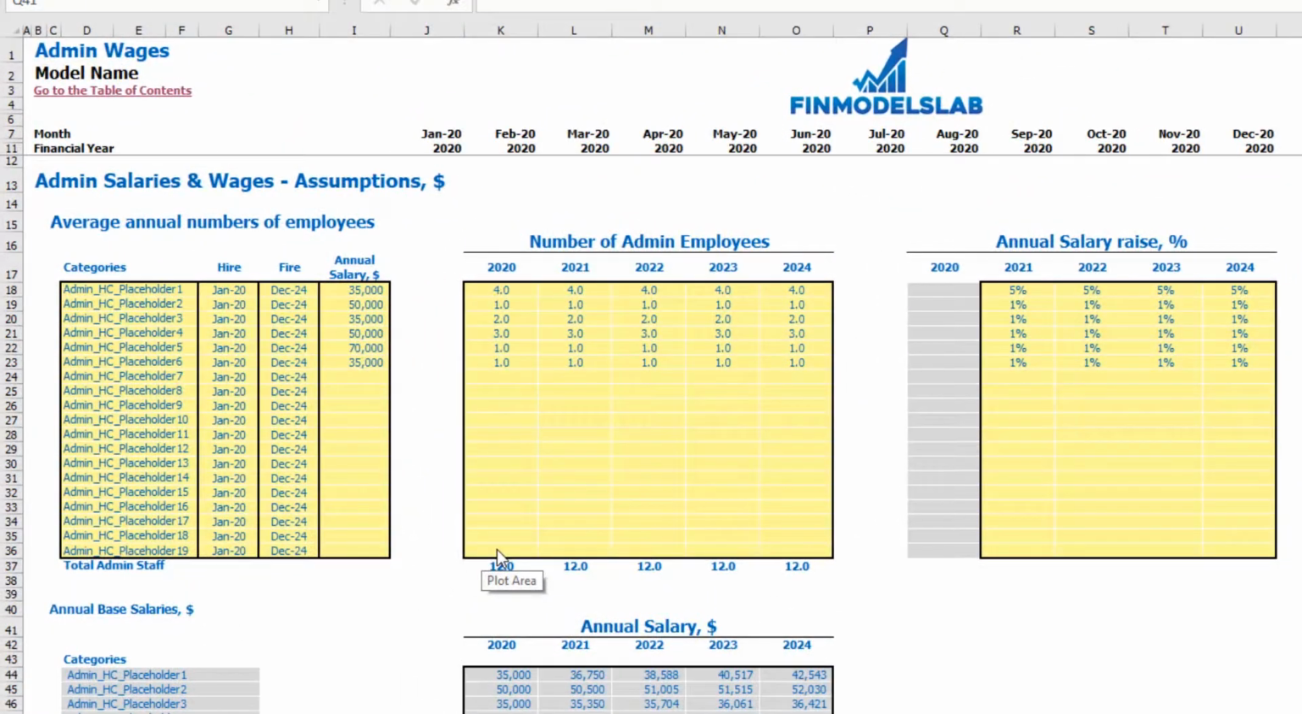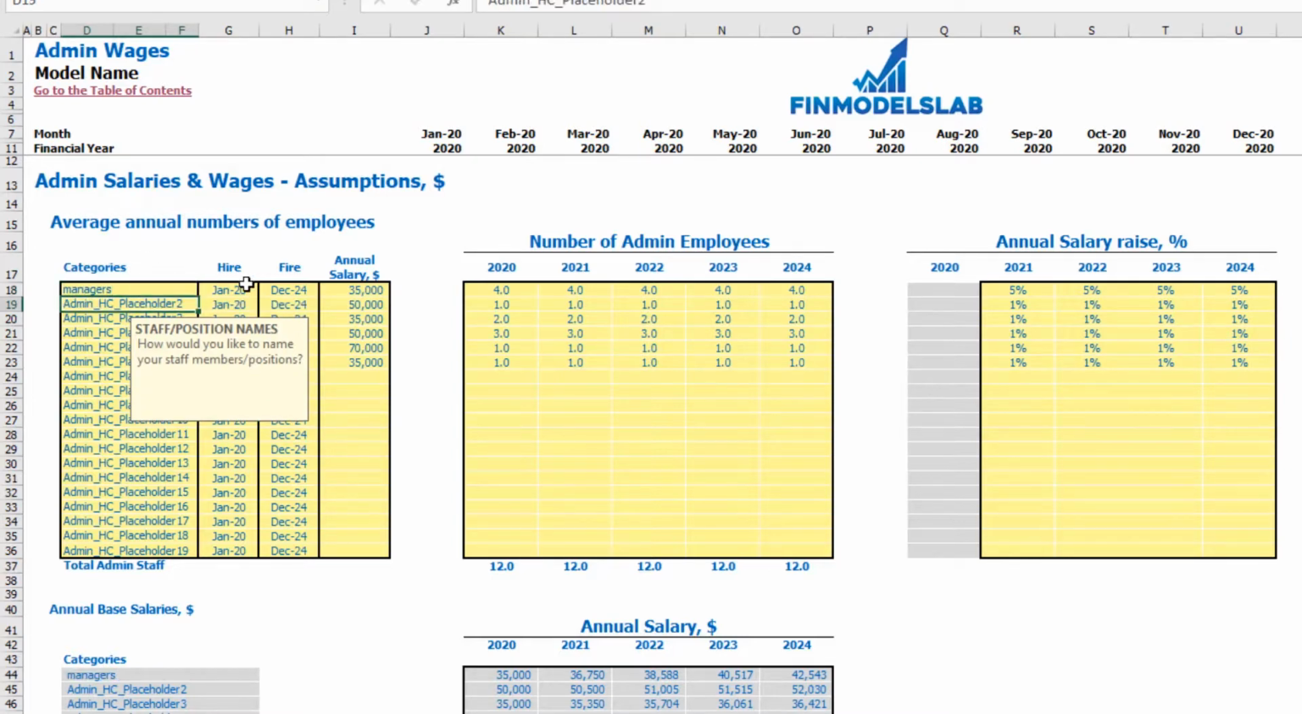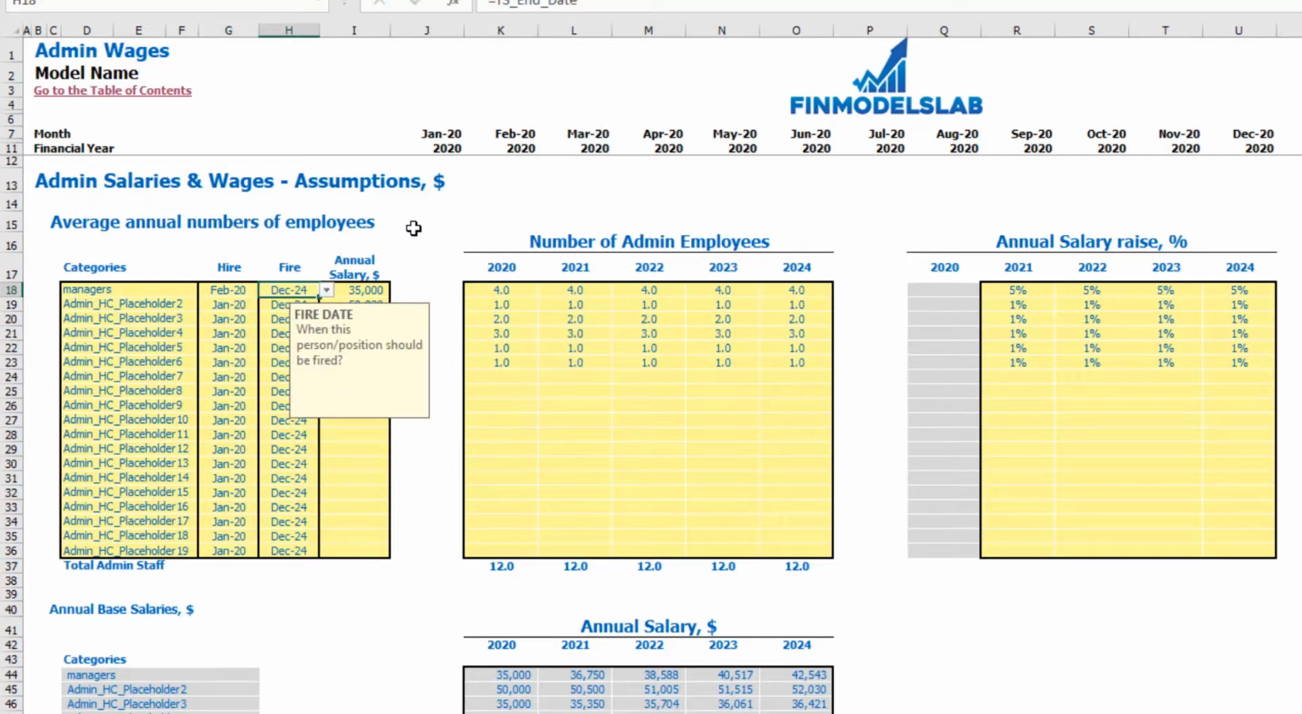On the admin wages tab you can set up to 19 categories for your admin staff. Let me show you how it works. For example, managers, with hire date starting, for example, from February 20 till the end of the model.